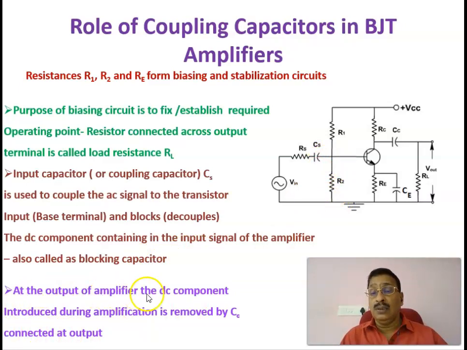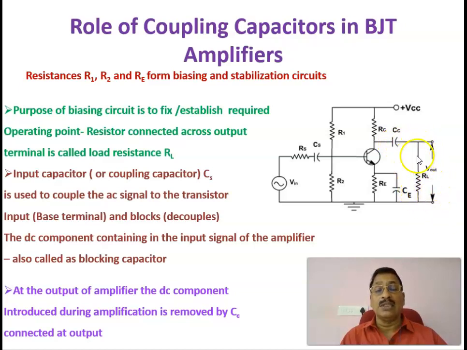And at the output of the amplifier, at this point, you will be getting an amplified version of the input signal. Apart from that, there will be a DC shift: an amplified version of the signal plus a DC voltage. But we don't want that DC at the output side. We want to remove the DC that is present at this point. That is why we connect another capacitor at the output side, CC, which removes the DC component and allows only the AC component through the load.